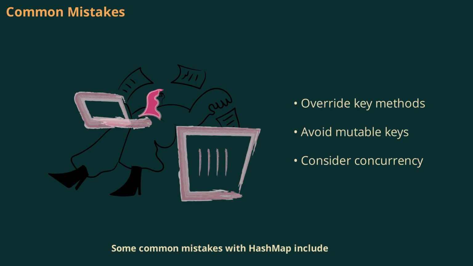Some common mistakes with HashMap include forgetting to override hashCode and equals, using mutable objects as keys, and not considering thread safety. Being aware of these pitfalls helps you write more robust code.